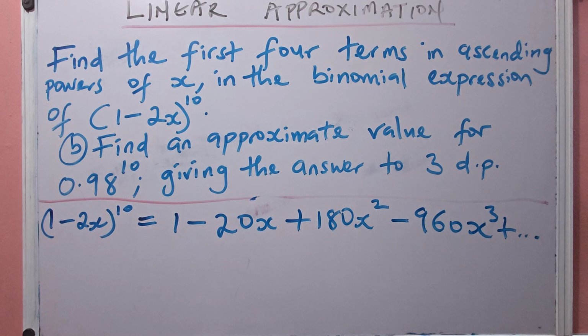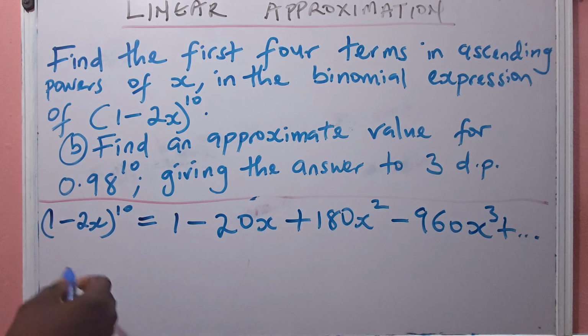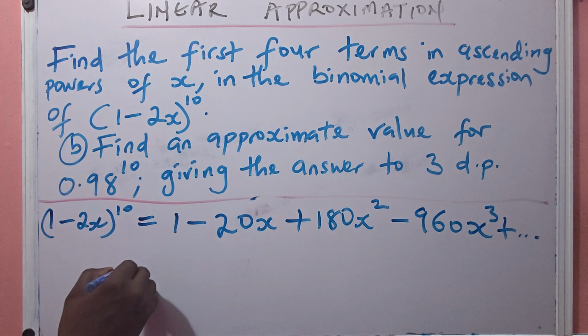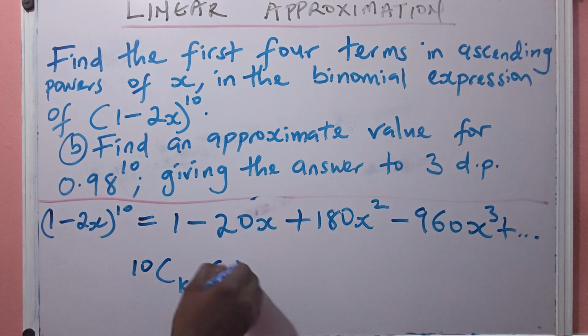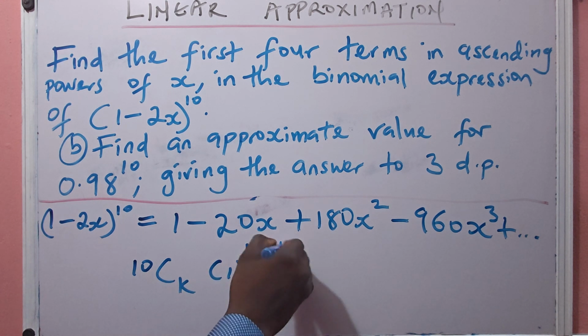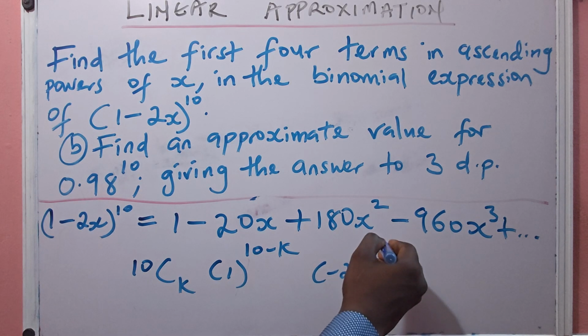All right. Now, just in case you are new to this concept and you want to understand how we arrived at this result, I'll just give you the basics. Of course, while dealing with binomial expansion, the basics, if you were supposed to do this to arrive at this, would be you would have to go on with solving 10 combination k, 1 raised to power 10 minus k, and minus 2x raised to the power of k.